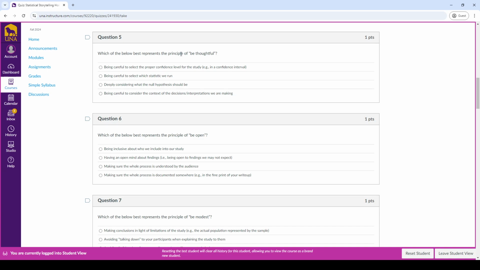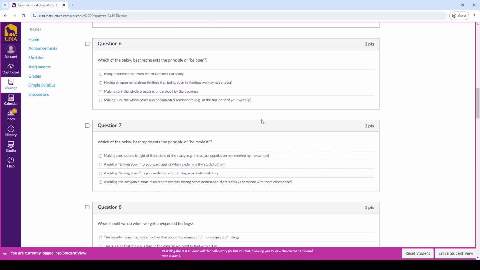So as it relates to be thoughtful, it's not that these other things are bad. It's that the principle of being thoughtful, as we describe it in that ATOM acronym, is really being careful of the context for the decisions and the interpretations. So we need to take that into account.